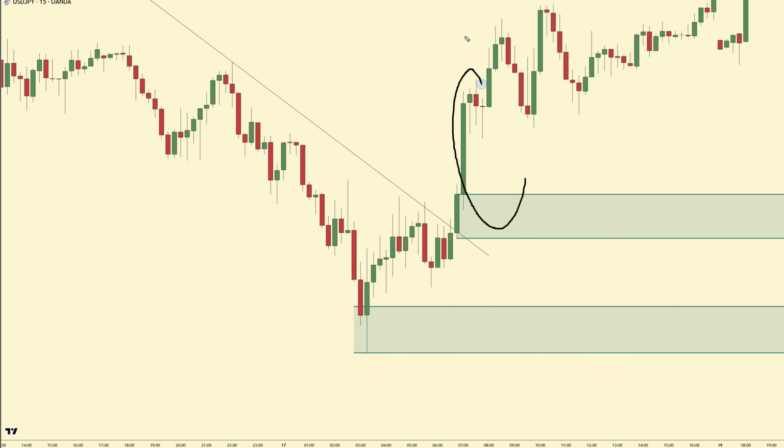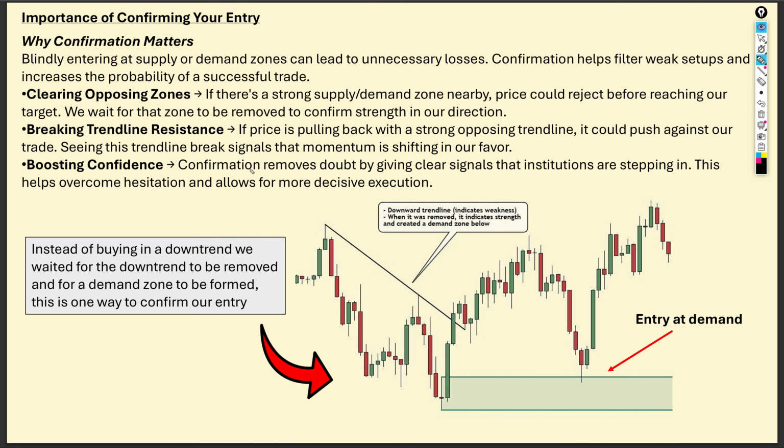But again, notice explosive move away, non-explosive move away. And that is what we are looking for. And confirmation, it just boosts confidence. Now, again, I'll be going over the pros and cons of it all. It's not all pros, so don't get it twisted, but it definitely removes doubt by giving clear signals, right?